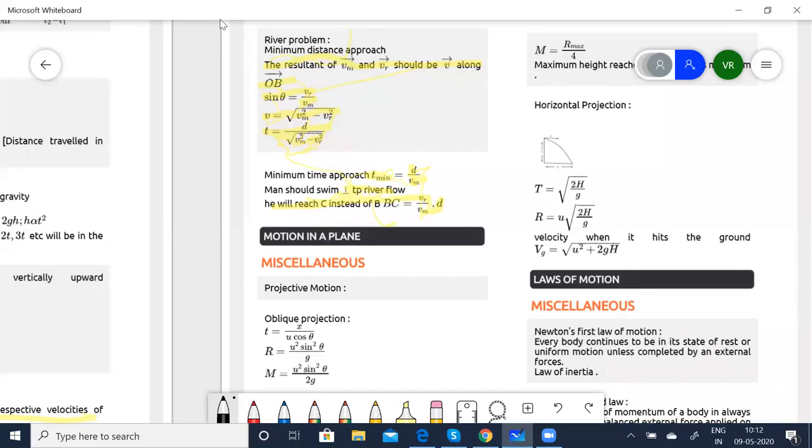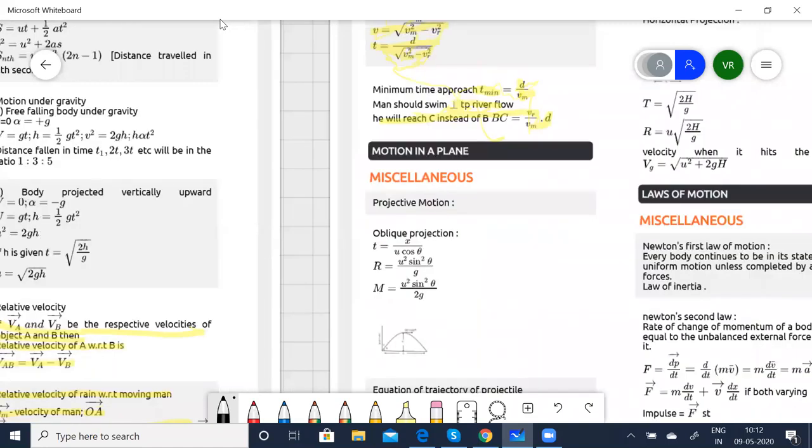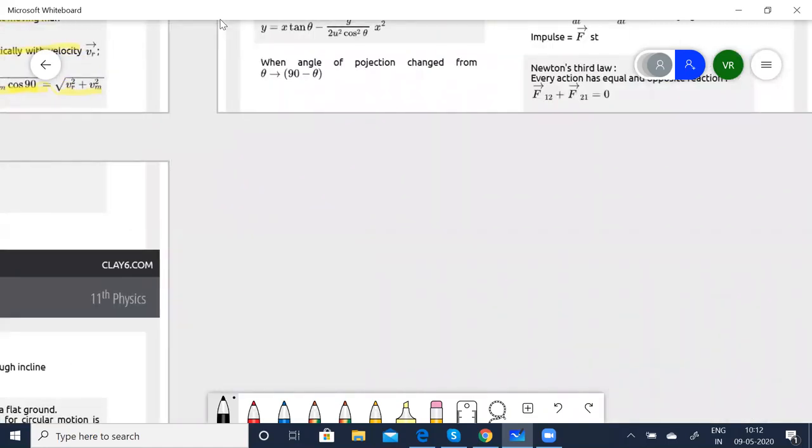So when I talk about the horizontal projection, we can use the formula which I taught you yesterday. Let us quickly recall that, so that we can do the problems related to it. You have to remember T is equal to root of 2h by g, the time taken. Suppose this is the tower from which the object is thrown like this. This is the horizontal projection.